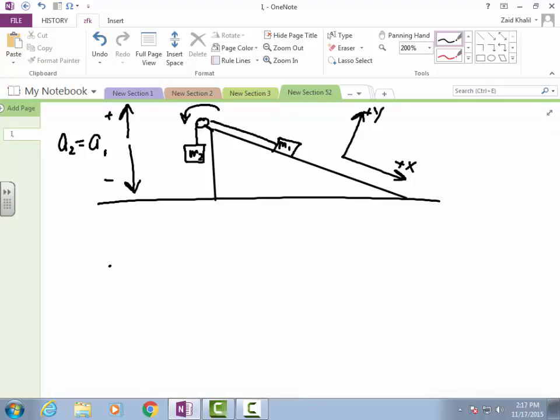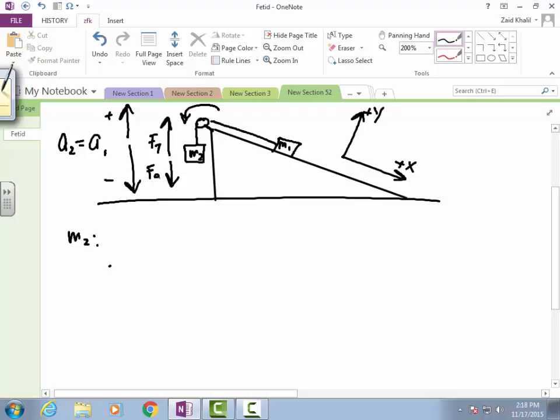So now what? Now we do a free body diagram on each. Massless pulley, massless string, what does that tell you? Tension's the same. So on M2, where are the forces on M2? Tension and gravity. Do I need a free body diagram? Here's my free body diagram. You have Ft minus Fg2 equals M2A2. What about on M1?